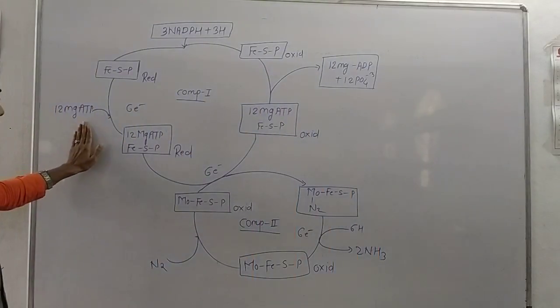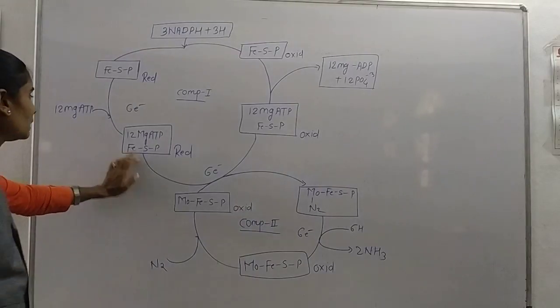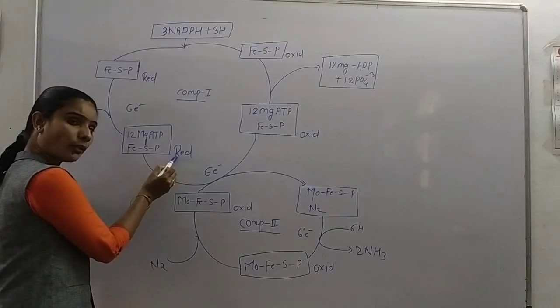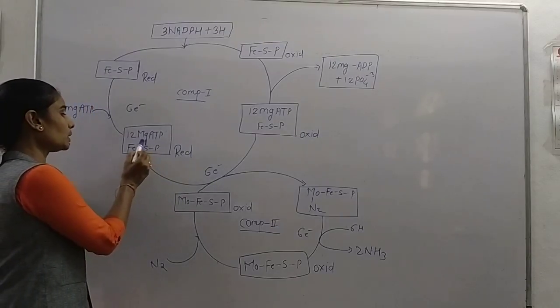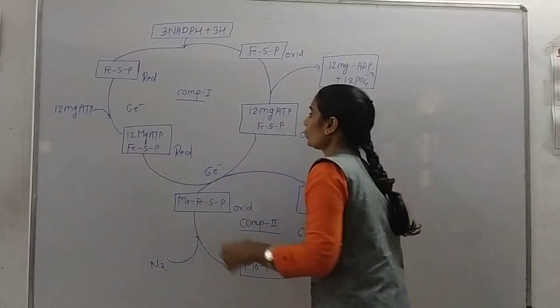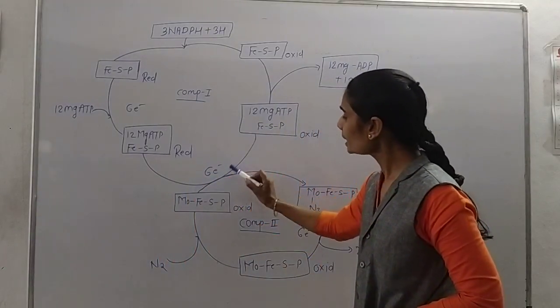When 12 magnesium ATP is added to the iron sulfur protein, electrons are released, and this iron sulfur protein which is in the reduced form is converted into the iron sulfur protein 12 magnesium ATP, and again 6 electrons are released. Okay, then it releases 6 electrons.